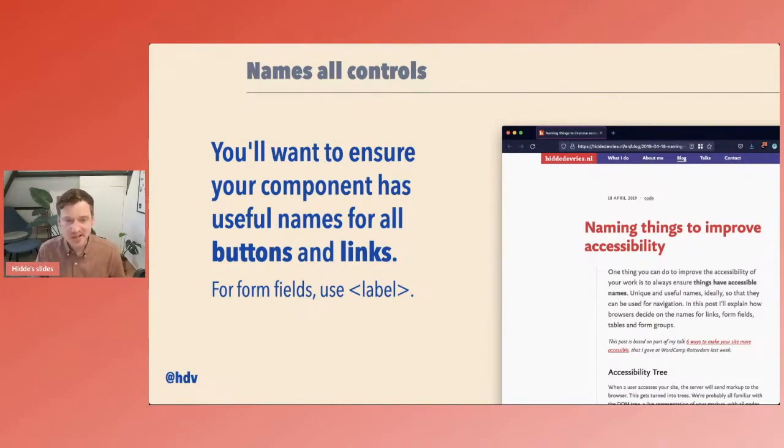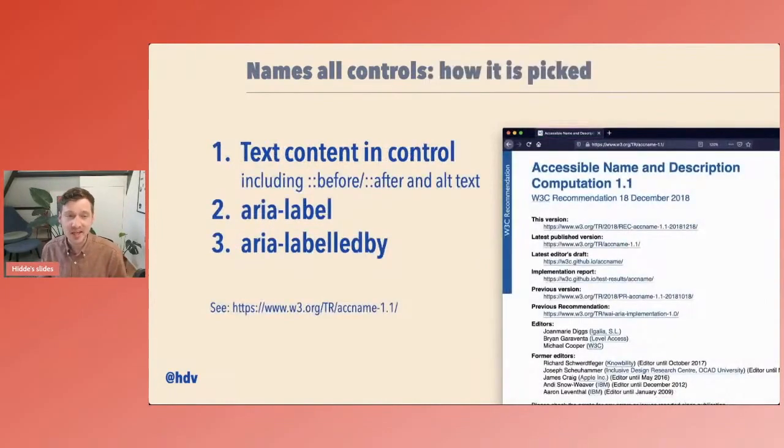If you want to read this at your own pace, I have a blog post called Naming Things to Improve Accessibility that goes into the details as well. Or you can look at the specification. There is a specification for this called the Accessible Name and Description Computation Spec. A bit of a mouthful. The summary is right here on this slide. There's 3 things that can give something a name. The text content inside of the control, like we just saw. Aria-label, if you have that, it will override the text content. Or aria-labelledby will override either of those 2. So those are the 3 main naming methods that will affect things that are on your page and that need to have names.